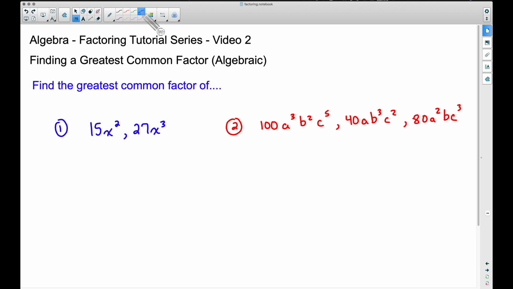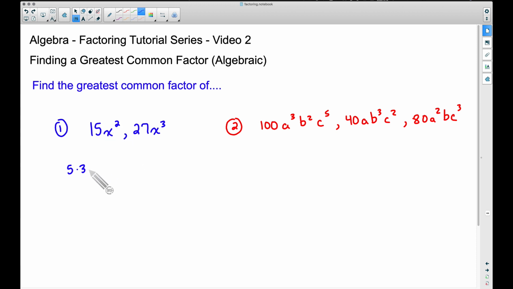faster. For example, number 1, 15x squared and 27x cubed. We want to find the greatest common factor. Now, depending on how your mental math is, you may look at 15 and 27 and think 3. 3 is the greatest common factor. 3 is the biggest number that goes into 15 and also goes into 27. Just in case you forgot that though, if we take 5 times 3, that's the prime factorization of 15.